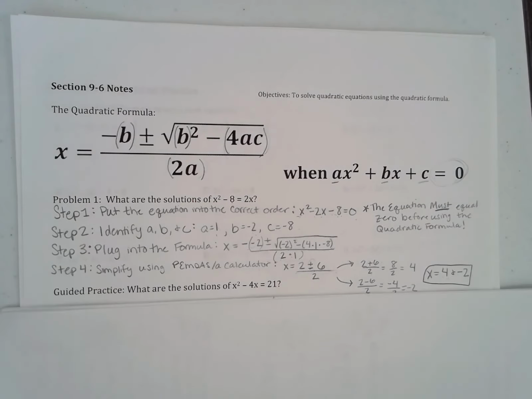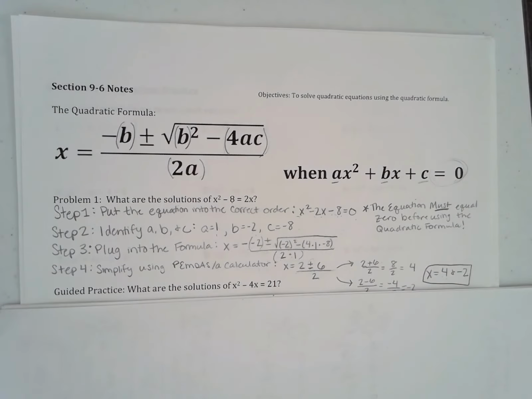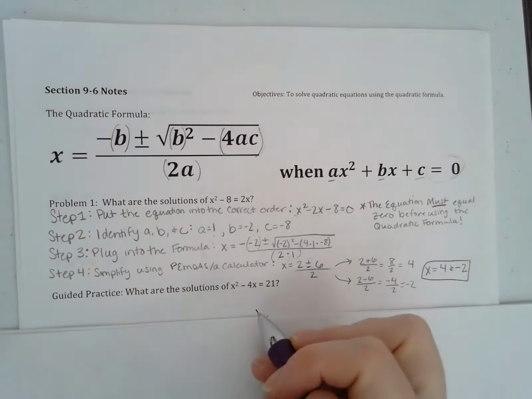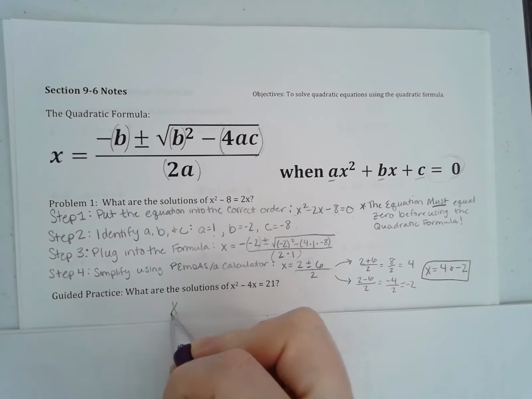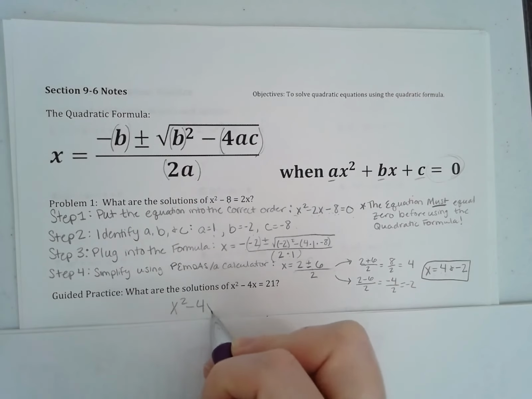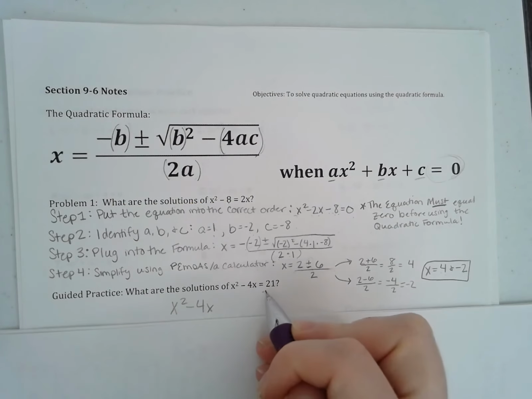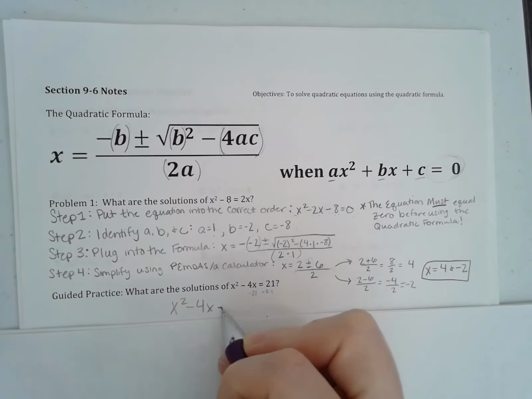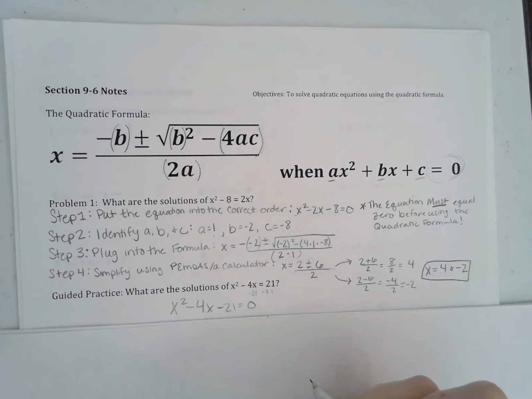Number 2. Guided practice. So now it's asking, what are the solutions of x squared minus 4x equals 21? Go ahead and pause this video and work out the solutions. The first thing you should have done is move that 21 over by subtracting 21 from both sides, making it equal 0.